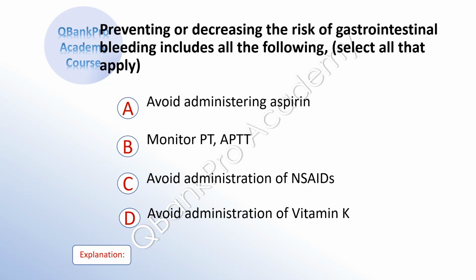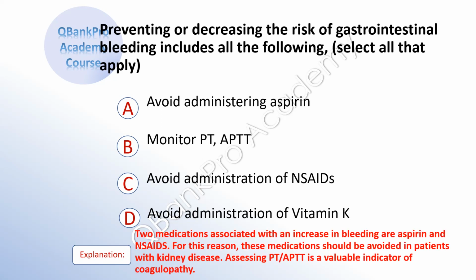Preventing or decreasing the risk of gastrointestinal bleeding includes all of the following. Select all that apply. A. Avoid administering aspirin. B. Monitor PT, APTT. C. Avoid administration of NSAIDs. D. Avoid administration of vitamin K. The correct answer is A. Avoid administering aspirin. B. Monitor PT and APTT. And C. Avoid administration of NSAIDs.